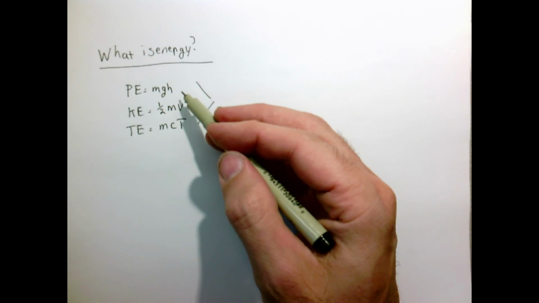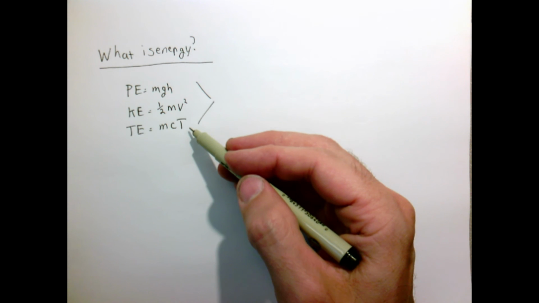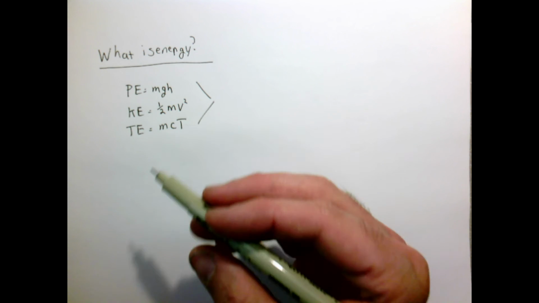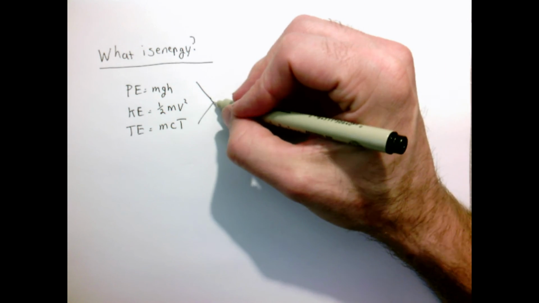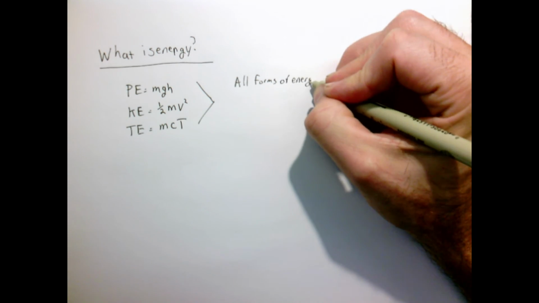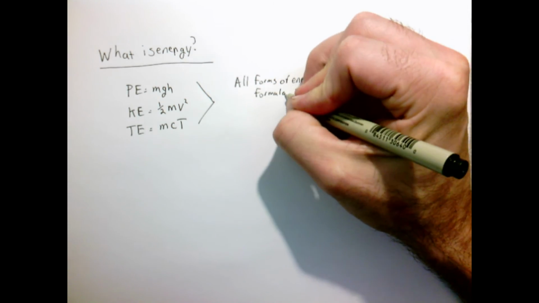Three forms that we talked about a lot were potential, kinetic, and thermal energy, where we have these formulas that look like mgh, 1/2 mv squared, mcΔT. And one thing you should notice about this is that all the forms of energy have some formula that allows us to calculate what the energy is.